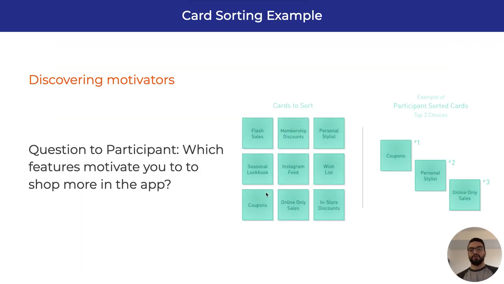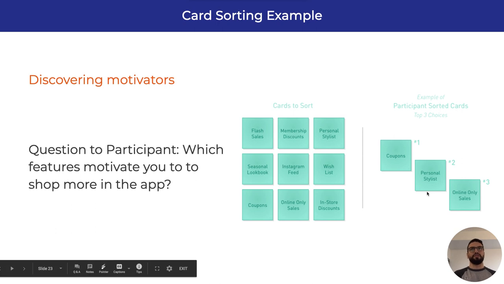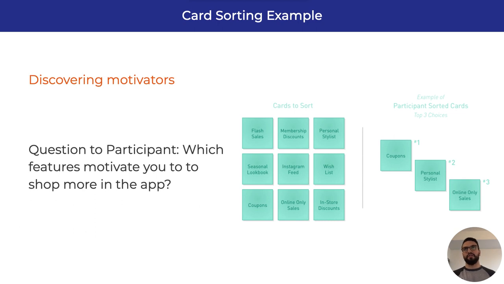So here's the card sorting exercise. I'm actually going to run you through a few different exercises. So this first one is about discovering motivators. And the question you would ask your participant here is, which features motivate you to shop more in an app? And you can see over here the features that you have. There's card sorting, flash sales, whatever it may be, and then the user can structure it in a manner where they see the sorted cards, top three choices, for example, right? So in this case, this is more about understanding and discovering the motivators for the user.